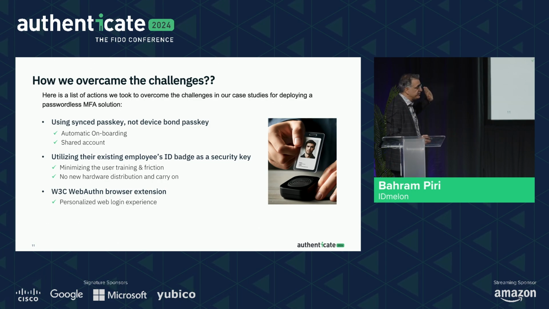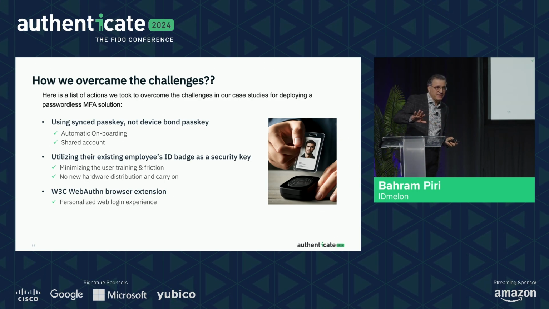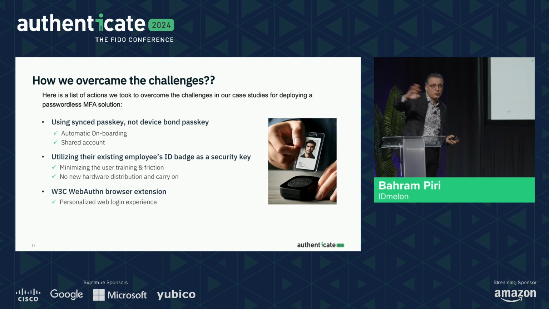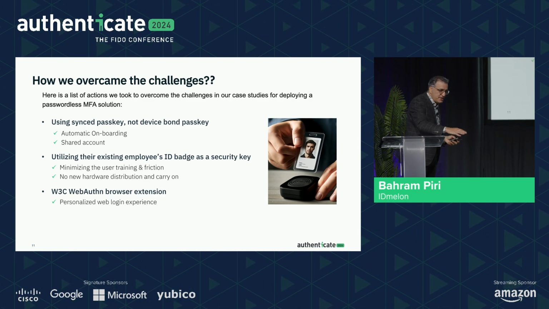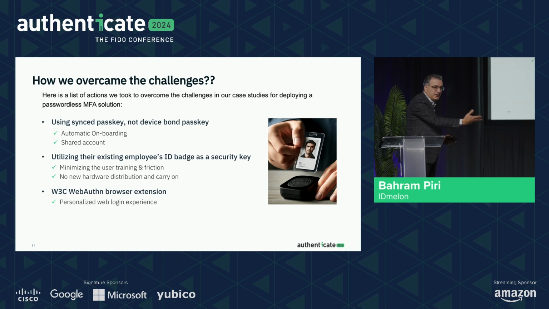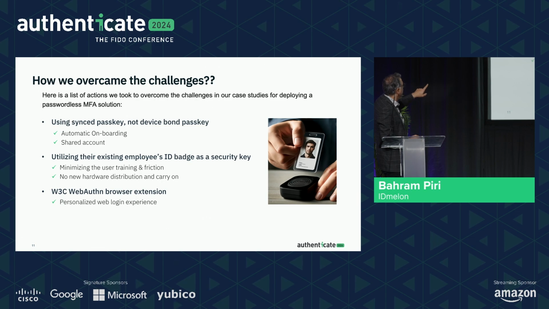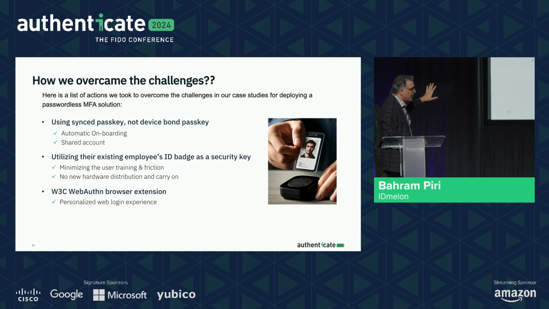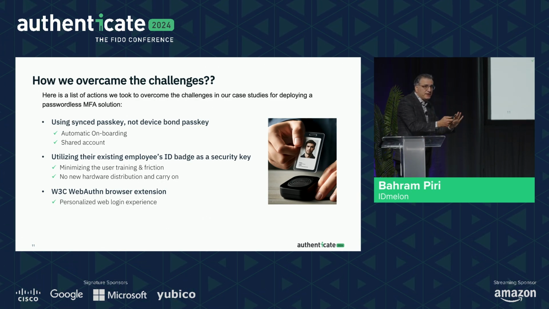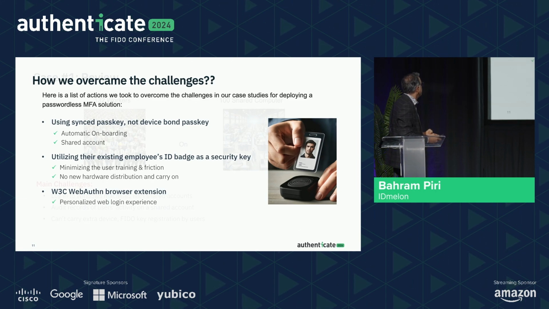What we did in our use cases, we utilized their existing employee ID badge as a security key. It's something they have carried with themselves for 30 years, using it to access the room, the elevator, everything. Tomorrow morning, they can come to work and use that same badge as a security key to log into anything they want, onto an iPad, or onto a Windows or kiosk machine. And the third one is WebAuthn and a browser extension, W3C, to get rid of the UI complexity that Entra ID or other platforms have for people to log in.